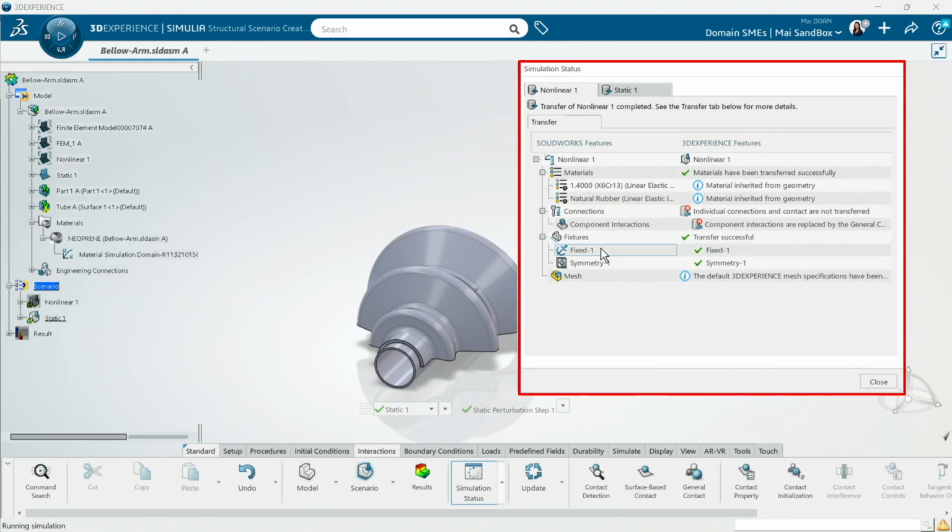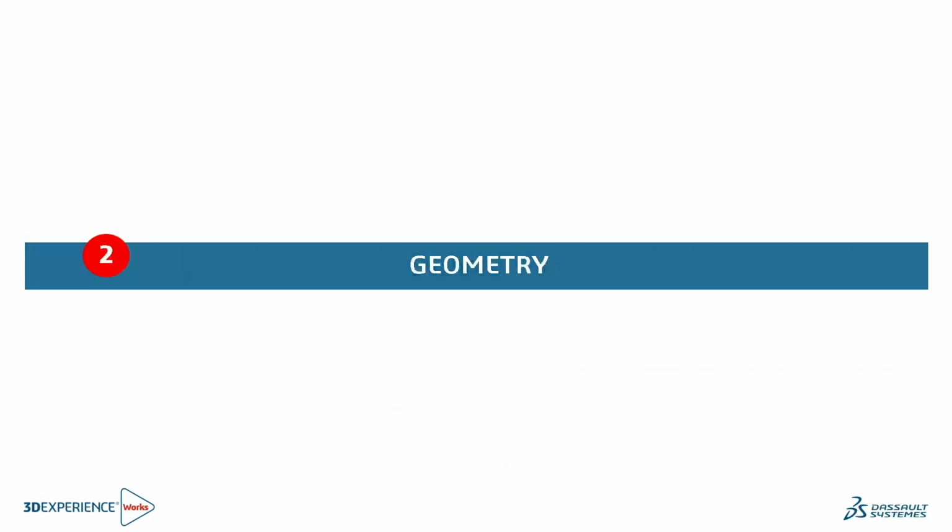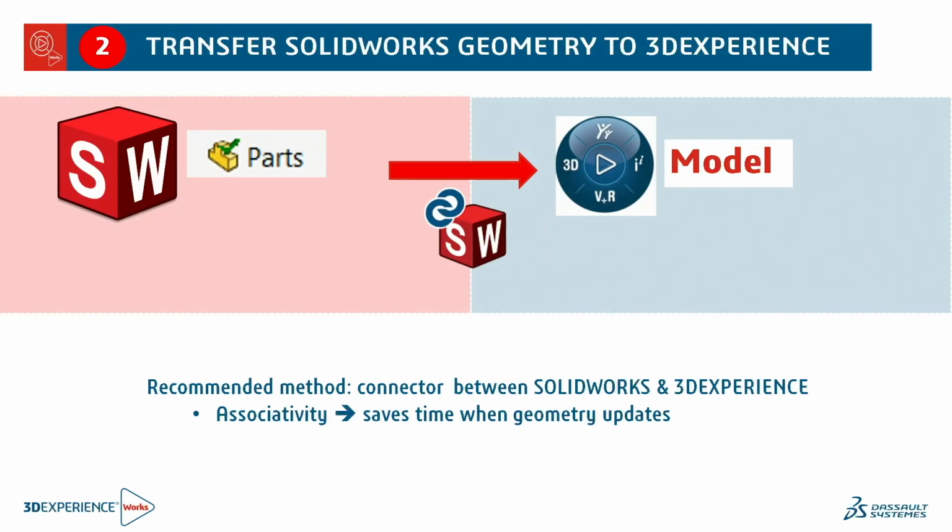So that's the next topic, which is geometry, the transfer of SOLIDWORKS geometry, so SOLIDWORKS CAD, directly to the 3D experience. And this is the method that we recommend. To use this connector between SOLIDWORKS and 3D experience, because this connector will maintain the associativity between SOLIDWORKS CAD and the platform. What it means is that if you modify your geometry in SOLIDWORKS, you don't have to do the setup again. All the changes will update, and you don't need to redefine the setup, which can be time-consuming.